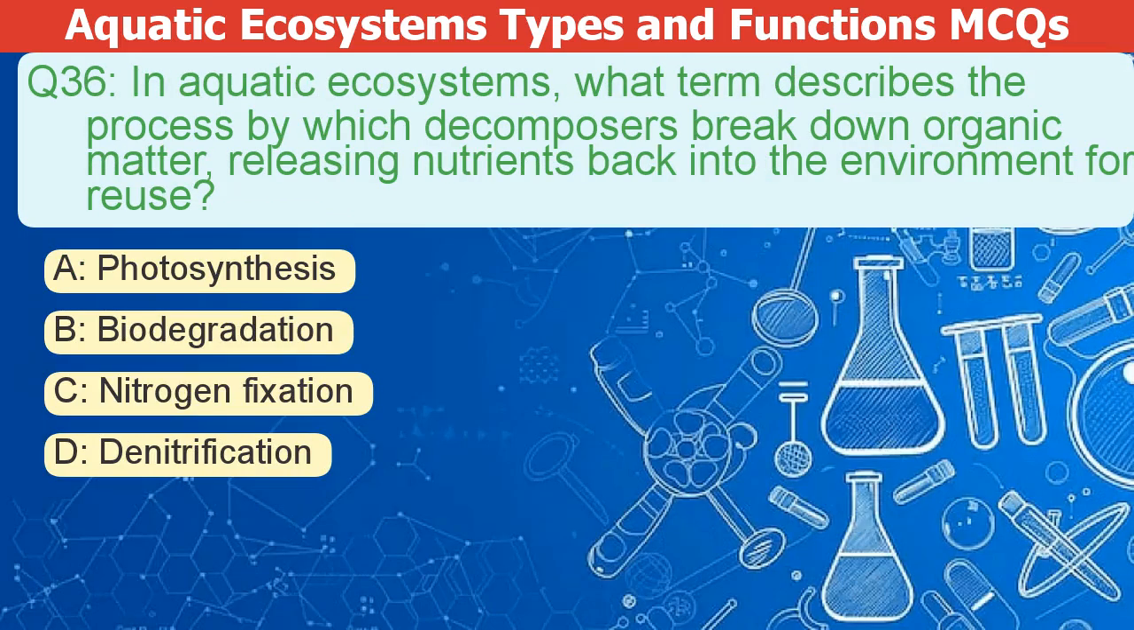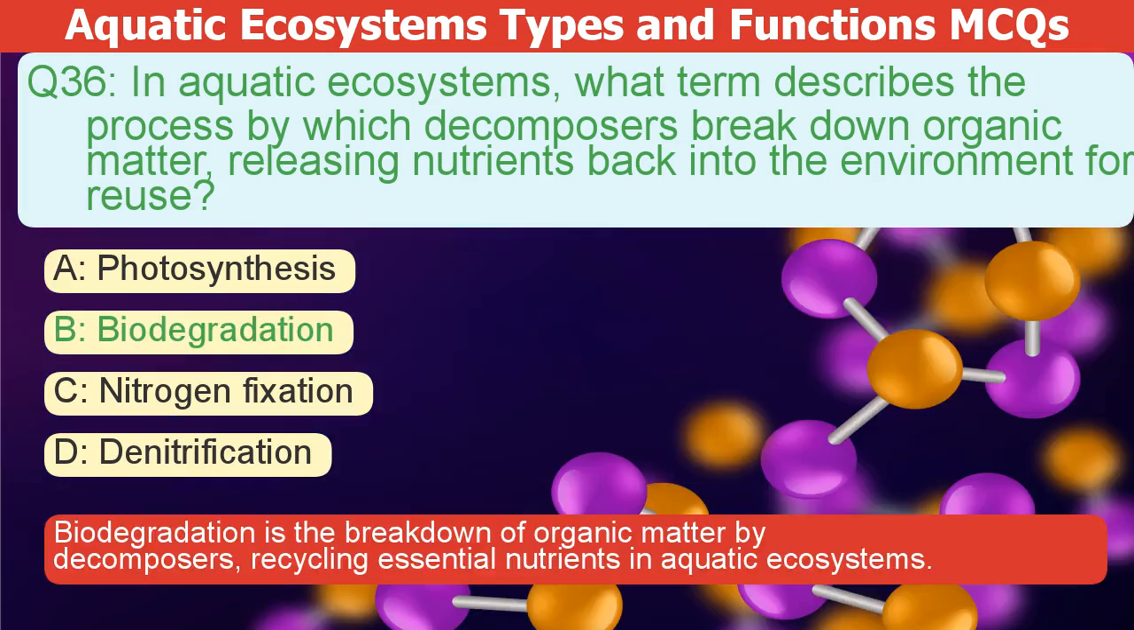How do plants in aquatic ecosystems convert sunlight into chemical energy? A. Chemiosmosis. B. Photosynthesis. C. Cellular respiration. D. Fermentation. The correct answer is B. Photosynthesis is the process by which plants and other autotrophic organisms convert sunlight into chemical energy. Using chlorophyll and pigments, they capture light energy and convert it into glucose for energy storage.